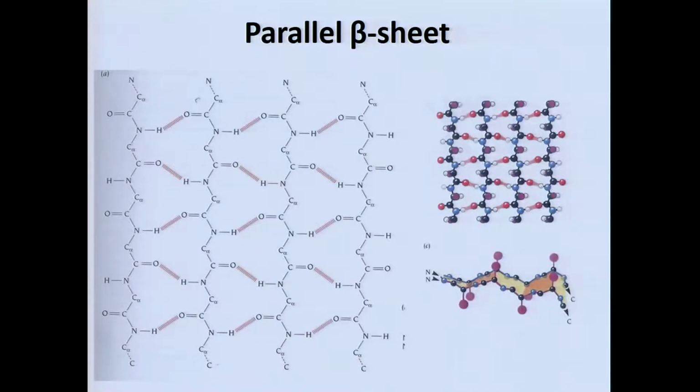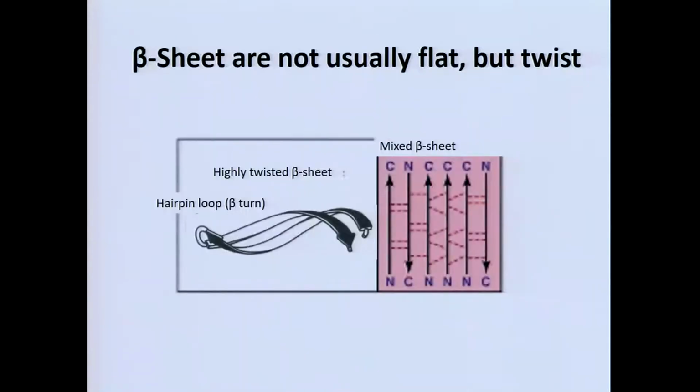So this is again an example of a parallel beta sheet. Like here you can see this is a hairpin loop, and we have seen that hairpin loops are present in sheets. But now we know that hairpin loops are present in quasi-parallel or anti-parallel arrangements. So hairpin loops are present in between anti-parallel beta sheets.